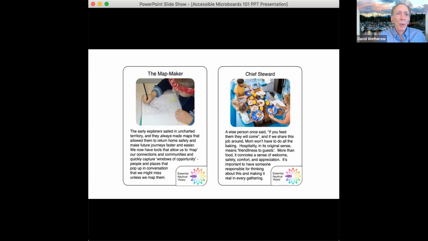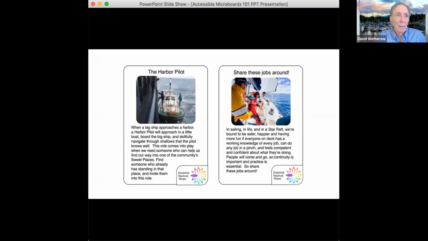And the chief steward, or the hospitality person, is the person who, as Christopher reminded us, if you feed them, they will come. And if we share this job around, mom doesn't have to do all the baking. It means friendliness to guests, a sense of welcome, safety, and comfort and appreciation, but also making sure that the adaptations that somebody needs to be there and to be effective in their presence are provided.